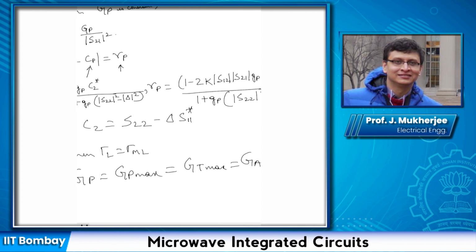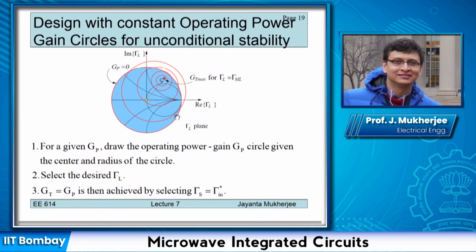But you see that using the Gp circles, we only get a value of gamma L, okay, not gamma S. So let me show you how the design procedure for design using gamma GP will be. You see these red lines here on this slide represent the constant GP circles, and this blue circle is our unit circle of the Smith chart. This is the gamma L plane.